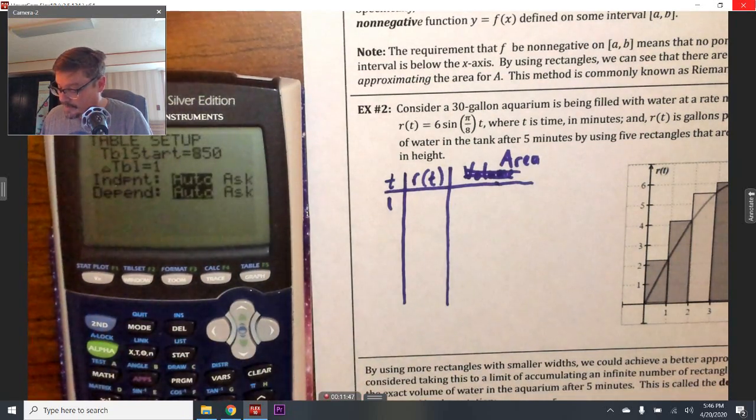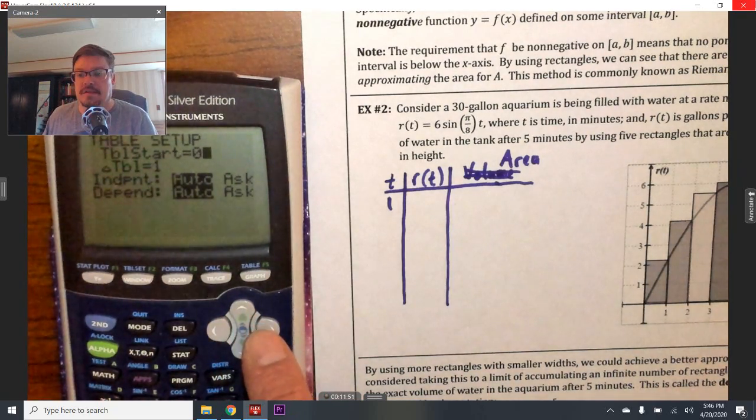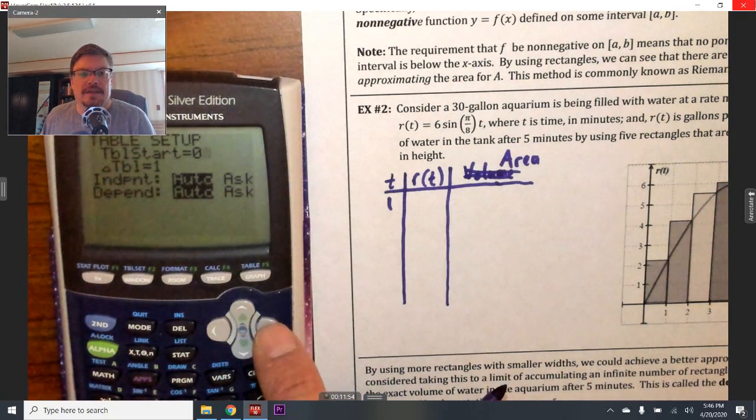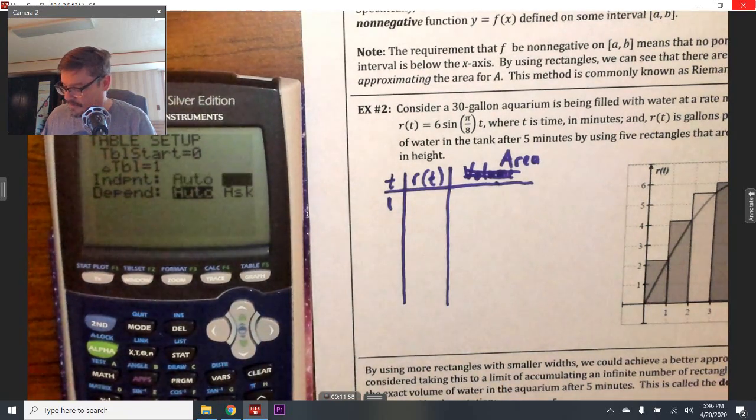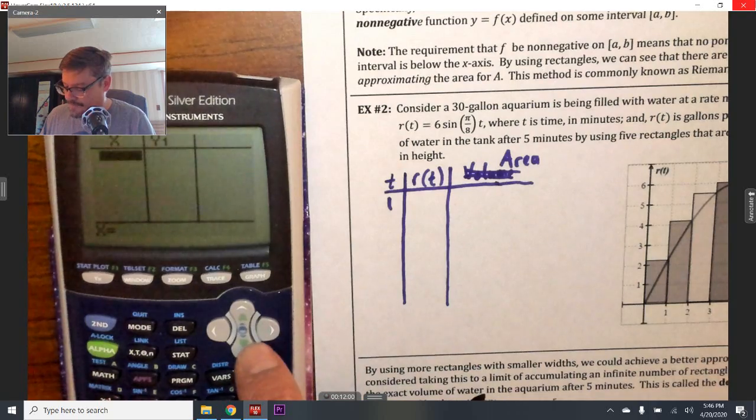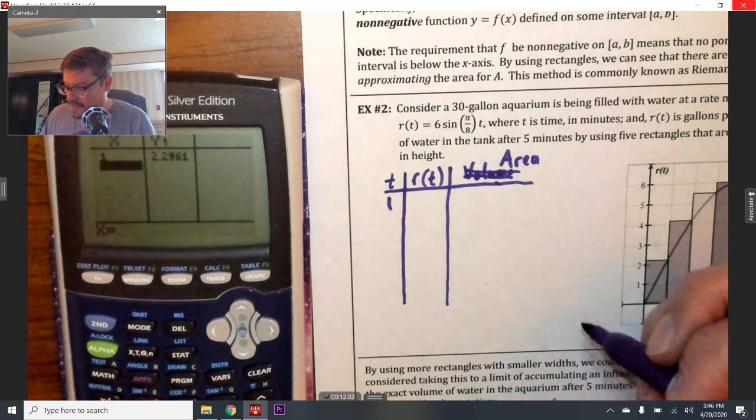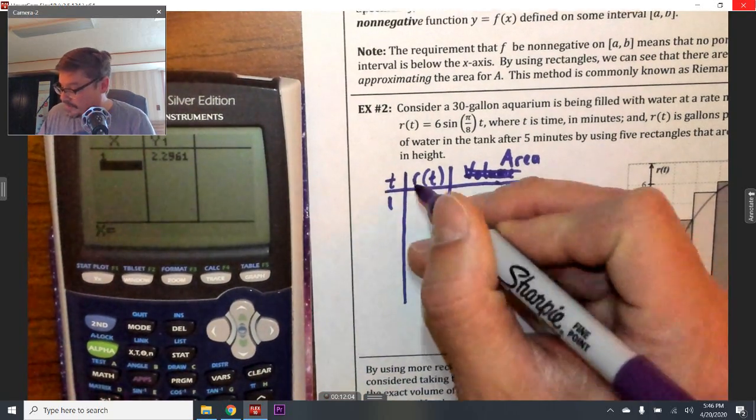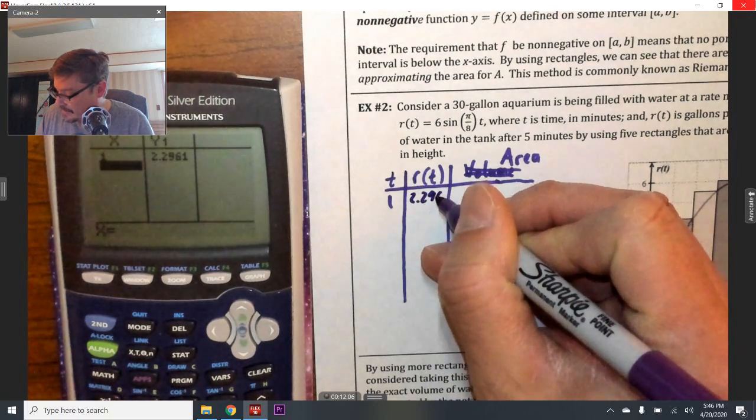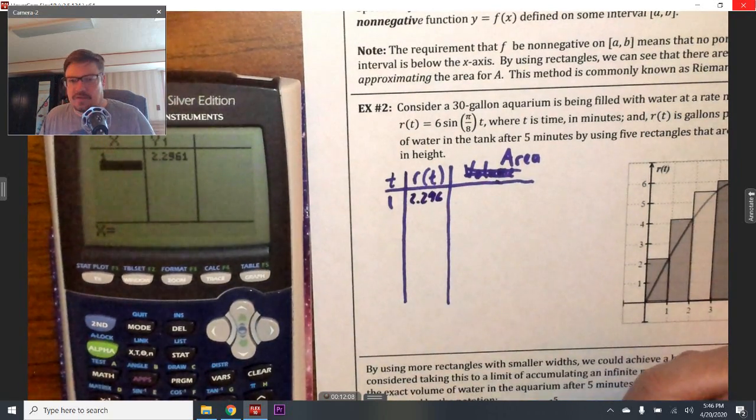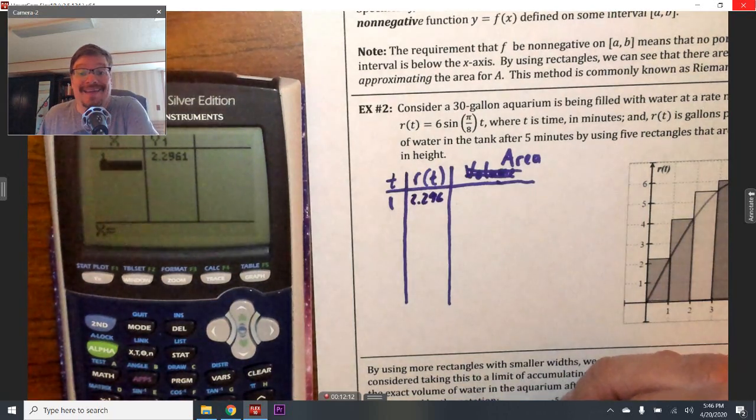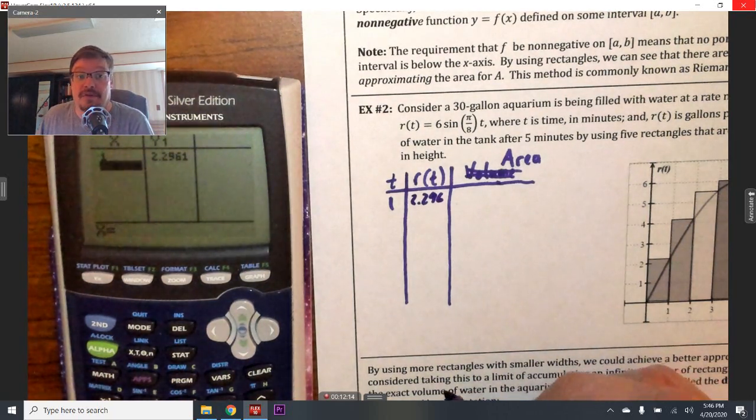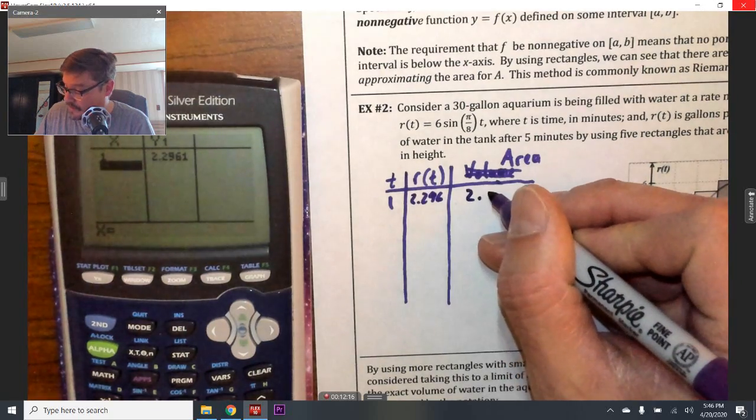So table set, I'm going to start at time 0, not 850. I'm going to go up by 1. All right, and so I'll ask for quick numbers here. Now I'm going to go to the table. At time 1, looks like I have a height of 2.296. So what's the total area? Okay, now the total area here is 1 times 2.296, which is 2.296.